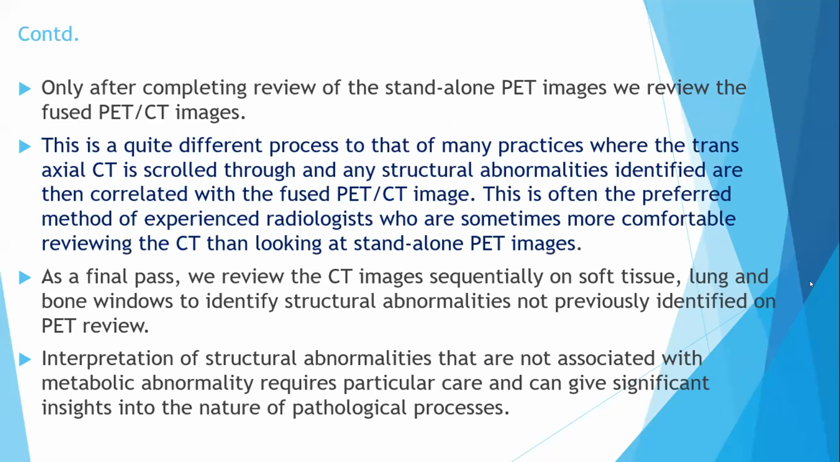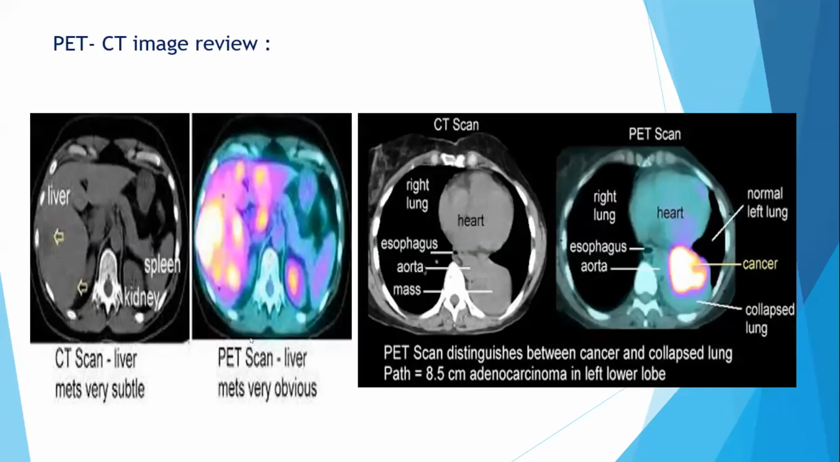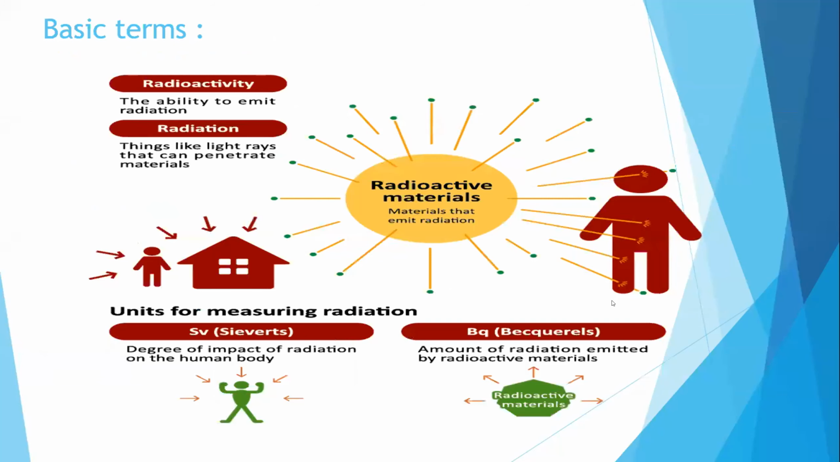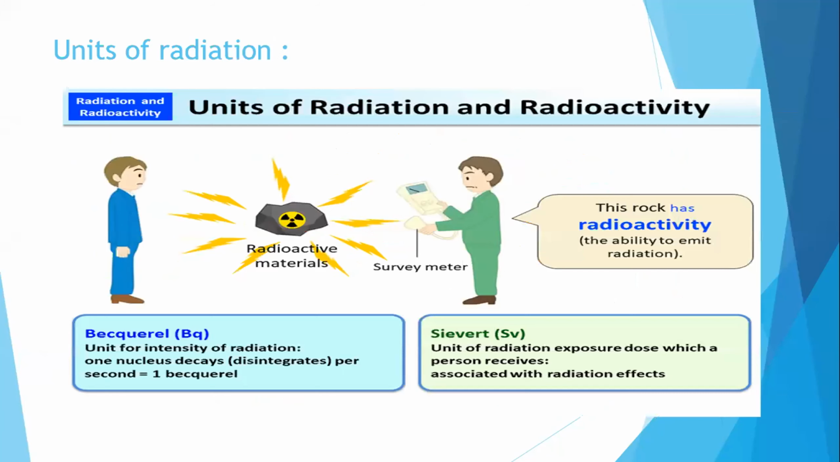Interpretation of any structural abnormalities that are not associated with metabolic abnormality requires particular care and can give significant insights into the nature of the pathological process. Here we can see in CT there is a subtle change, but in PET there is evidence of metastasis. So we should review each data set separately. And Becquerel and Sievert are used for radioactivity measurement.